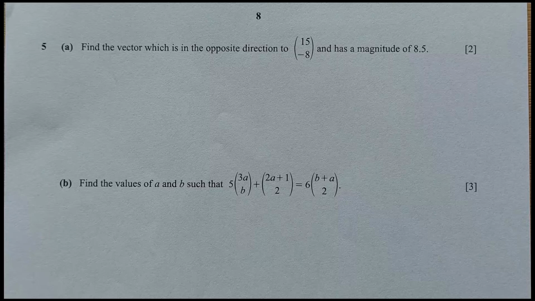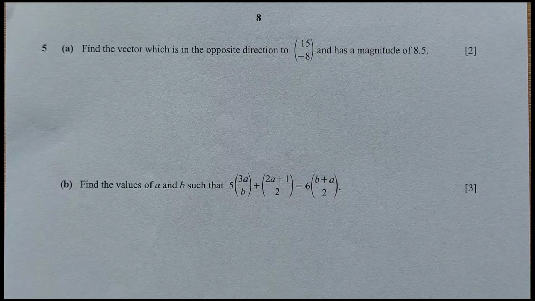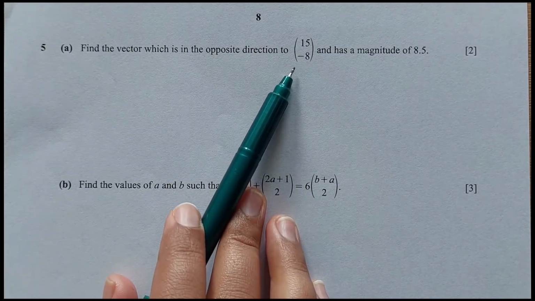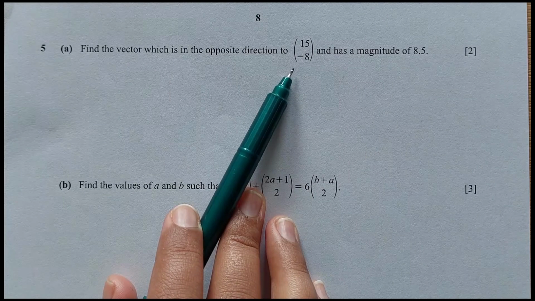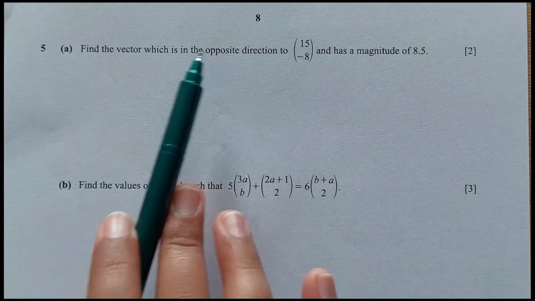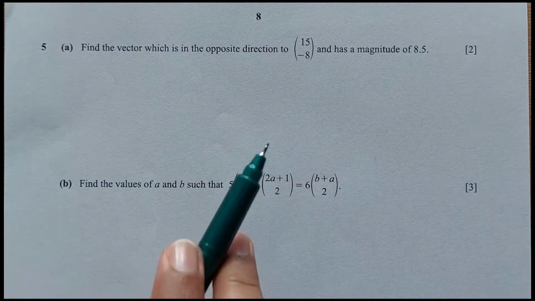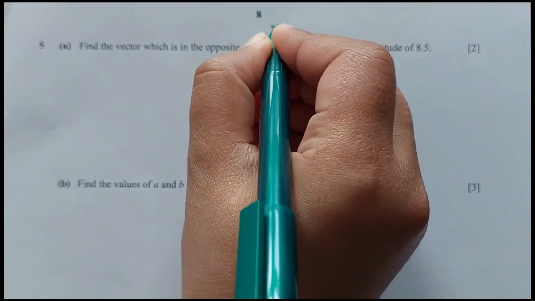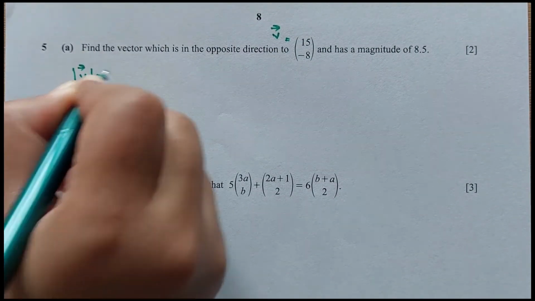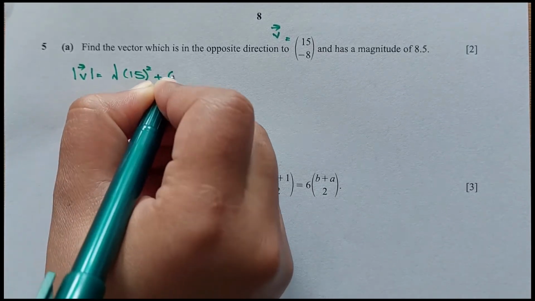Question number 5 in A part: find the vector which is in the opposite direction of this vector and has a magnitude of 8.5. Okay, so we have been given the vector, and if the vector is in the opposite direction, it means with a negative sign of this vector, right? Opposite direction means with a negative sign, and has a magnitude of 8.5. So first let me find the magnitude of this vector. Let's say this is a vector v. Right, so what is the magnitude of the vector v? The magnitude of the vector v is the square root of 15 square plus negative 8 square.